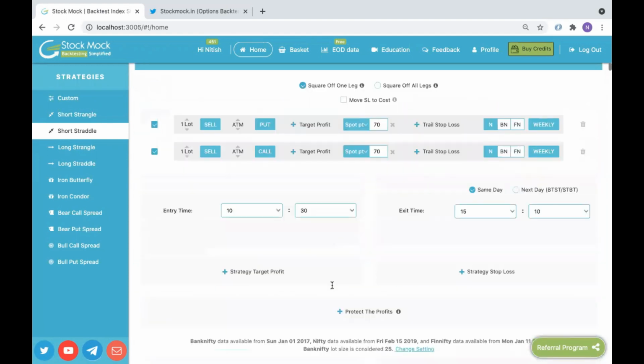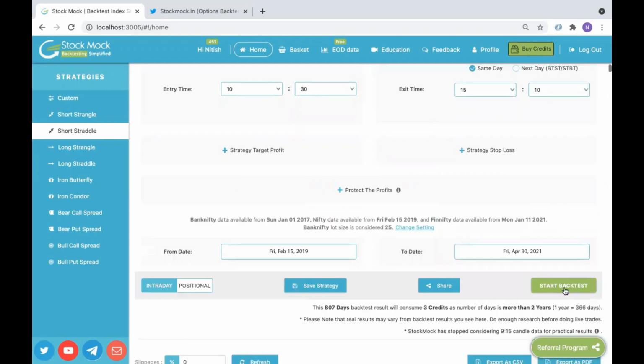And we can do so many things here, like we can practice for strangle as well. So this is the spot which I have told you. By the way, just to demonstrate, we can also use square off all legs. It means as soon as one leg's stop loss is triggered, either put or call or whatever, it will square off the entire strategy. So let's see if it helps.